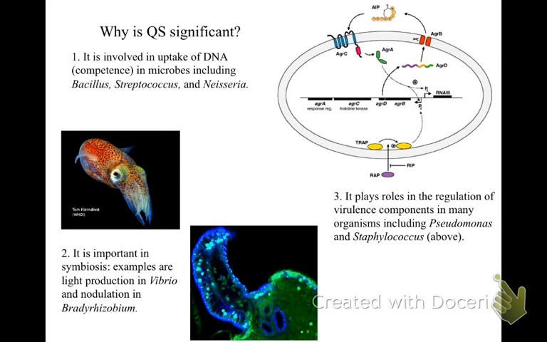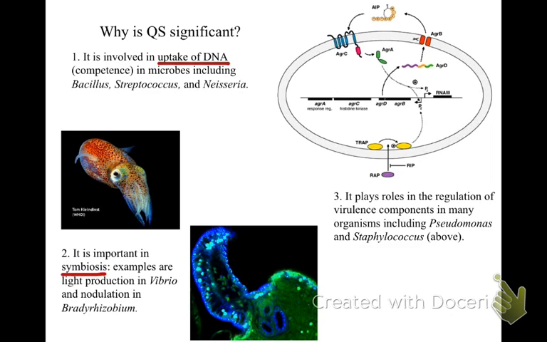Well, we've been talking about why quorum sensing is significant in the uptake of DNA to make cells such as Bacillus, Streptococcus, and Neisseria competent, but it's also important in a number of other processes. For example, it's important in symbiosis, an interaction that occurs between two different organisms to benefit both of them.